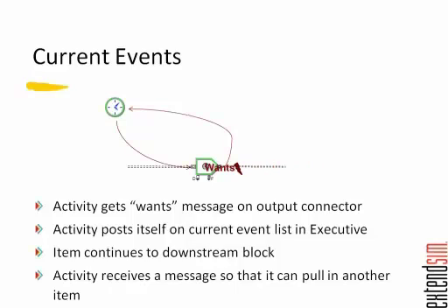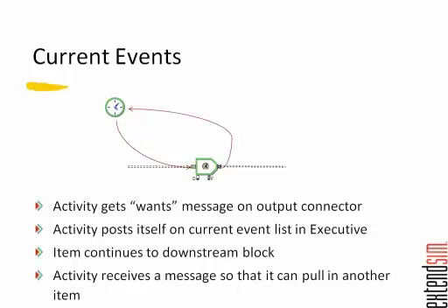So I get the wants message on the output of the activity. The activity sends a message off to the executive saying, wake me up before the clock advances. The activity sends the item out, and it disappears. The activity is no longer concerned with that item. It gets the message back from the executive saying, okay, you wanted me to ping you before the clock advanced. I'm sending you that message. And now it's going to bring in another item.